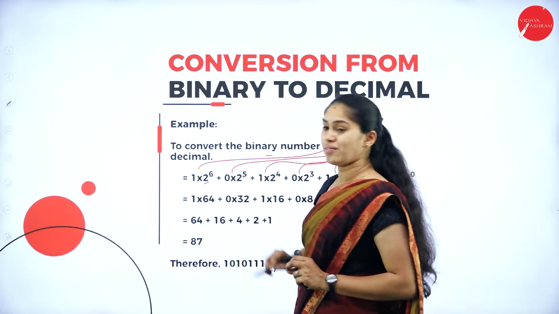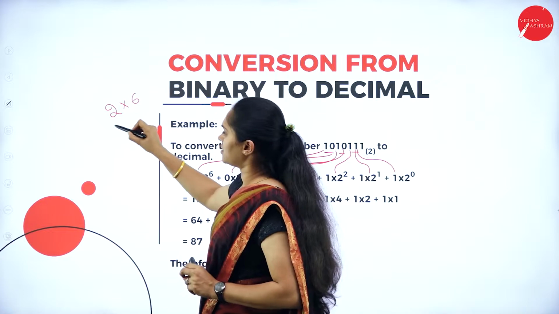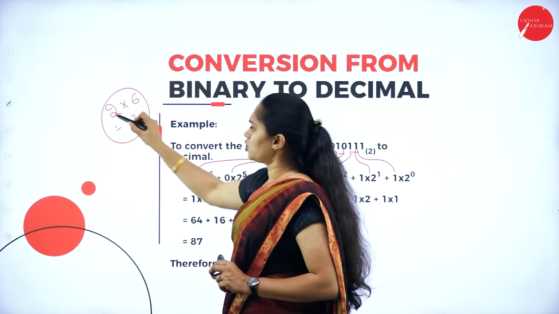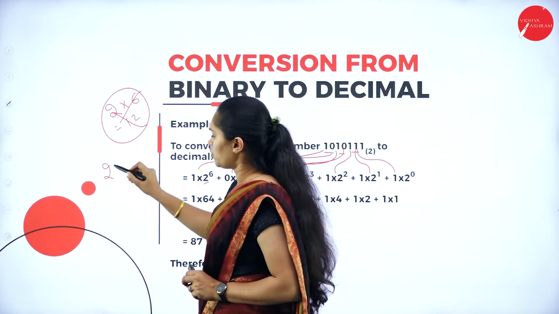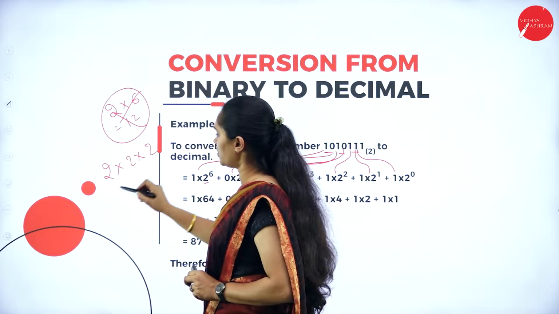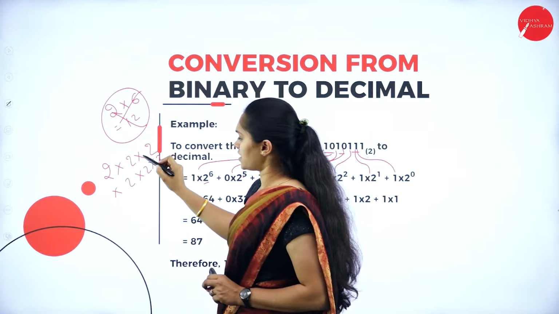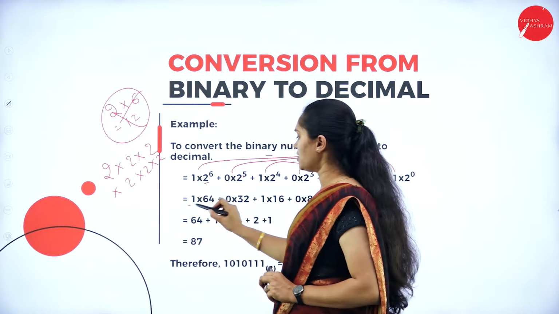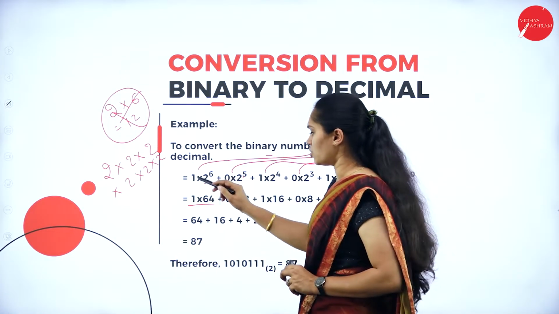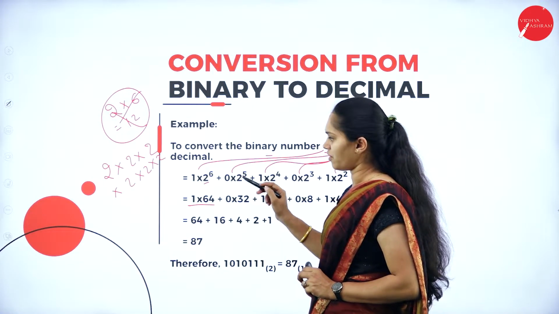So 1 into 2 power 6. Most of you are going to write it like this, you are going to consider this as 12, but this is the wrong thing. 2 power 6 means what? 2 into 2 into 2 into 2 into 2 into 2. 2 2s are 4, 4 2s are 8, 8 2s are 16, 16 2s are 32, 32 into 2 is 64.